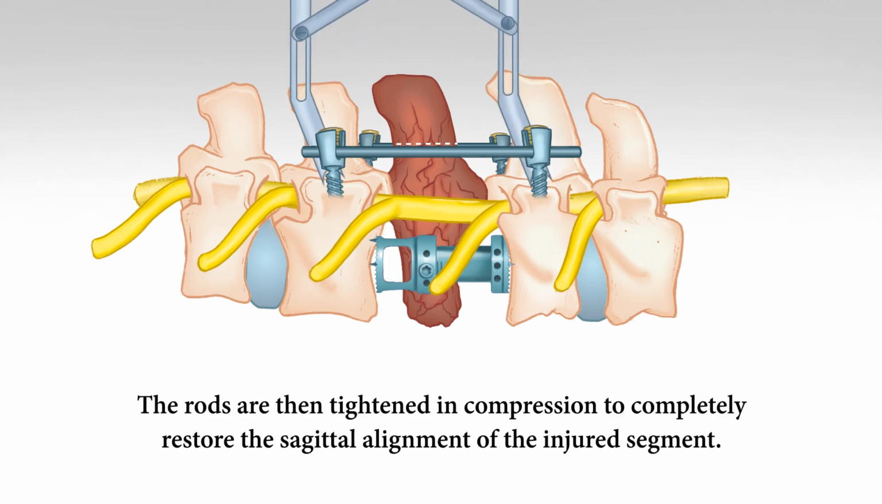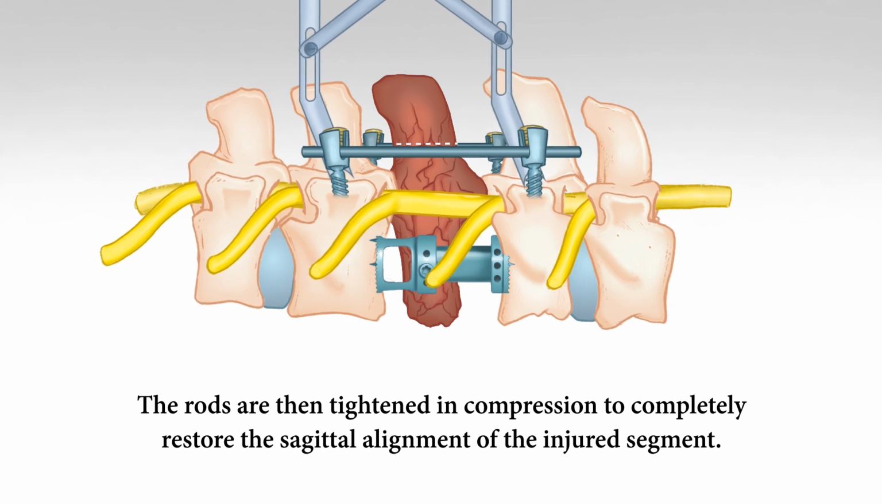The rods are then tightened in compression to completely restore the sagittal alignment of the injured segment.